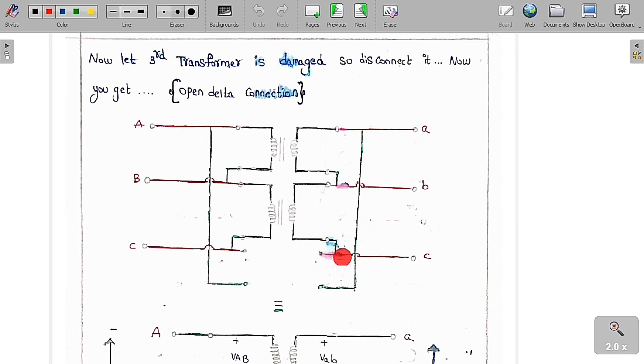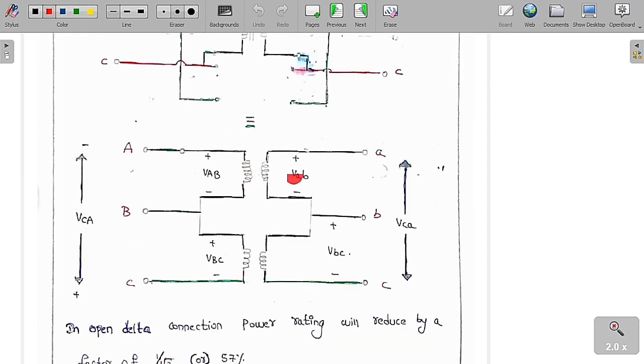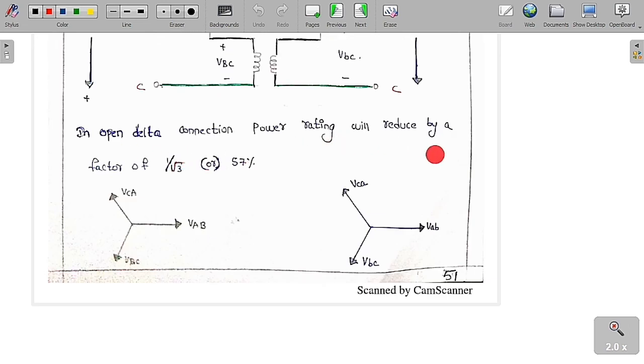Now we can rearrange this into a small equivalent circuit. After doing the rearrangement, we get it like this. Now you can see clearly this is the equivalent circuit we get after removing the third transformer. You can see this is plus or minus VAB, this is plus or minus VBC, this is plus or minus VAB, this is plus or minus VBC. This is capital A, capital B and capital C, and here capital A, small b and small c. Still it can supply the load, but its kVA rating is decreased. In an open delta connection, the power rating is reduced by a factor of 1 by root 3, or 57.7%. Therefore, the new kVA of this open delta is only 57.7% of the kVA rating of the delta-delta transformer. So these are the line voltages.